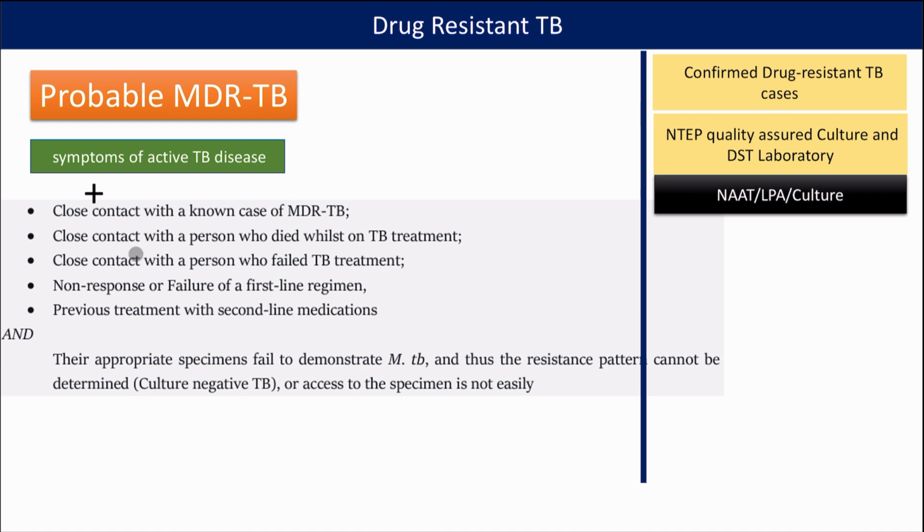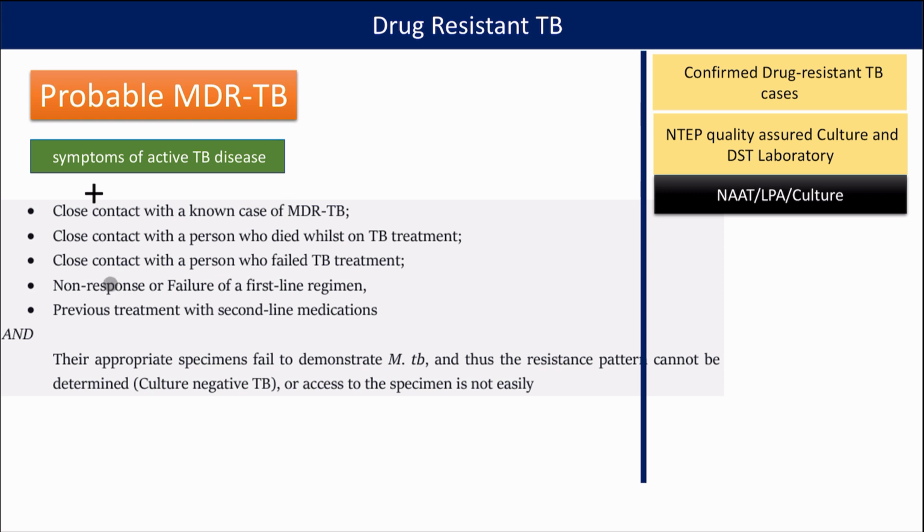Okay. Suppose in other cases, suppose the person is not diagnosed to be MDR TB, but during taking treatment, the person died because of this TB, or maybe some close contact with a person who failed TB treatment, or no response or failure of the first line regime or previous treatment with second line medication. So never forget, a person in the home with MDR TB, or the person is not yet diagnosed to be a case of MDR TB, but the patient died because of TB treatment, and this child was in close contact of that person who actually died few days ago.